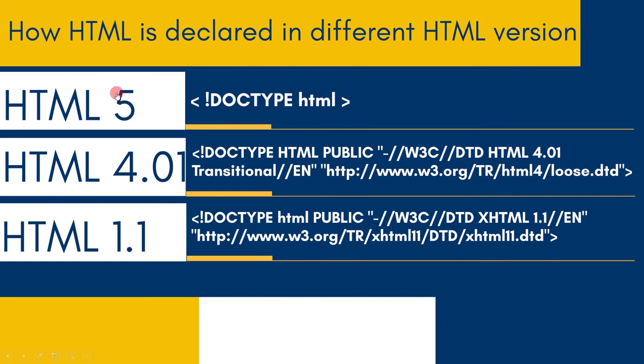In HTML5, the declaration is simple, and it is declared like this. In older documents, HTML4 or XHTML, the declaration is more complicated, because the declaration must refer to a DTD, document type definition. In HTML 4.01, it is declared like this. And in XHTML 1.1, it is declared as.